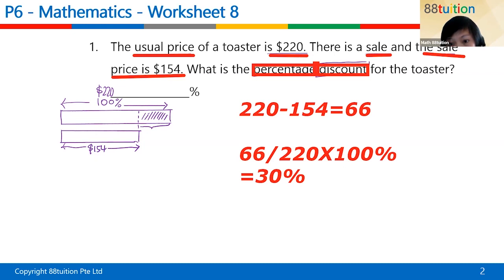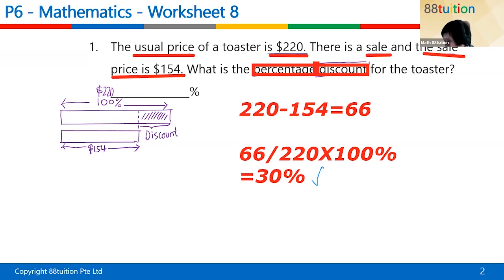Any idea? No idea. Okay, you see, the usual price is 220, which is a longer bar, right? And the sale price is 154. So therefore, he pays less than this. Am I right? So when he pays less than this, what do I call this? It's a saving. We call it a discount. Discount. Very good. Thank you very much.